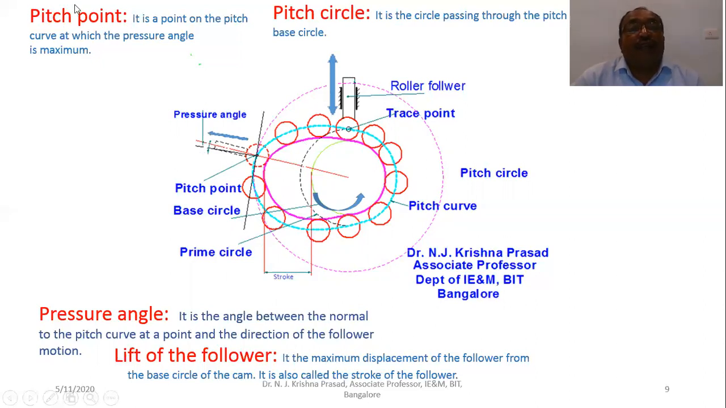So we define the pitch point like this: it is a point on the pitch curve at which the pressure angle is maximum. The pitch circle is one where, from the center to the pitch point as radius, we draw a circle. That is called the pitch circle. And already I mentioned the pressure angle. Here, this angle is nothing but the pressure angle. And the maximum displacement of the follower is called the stroke.